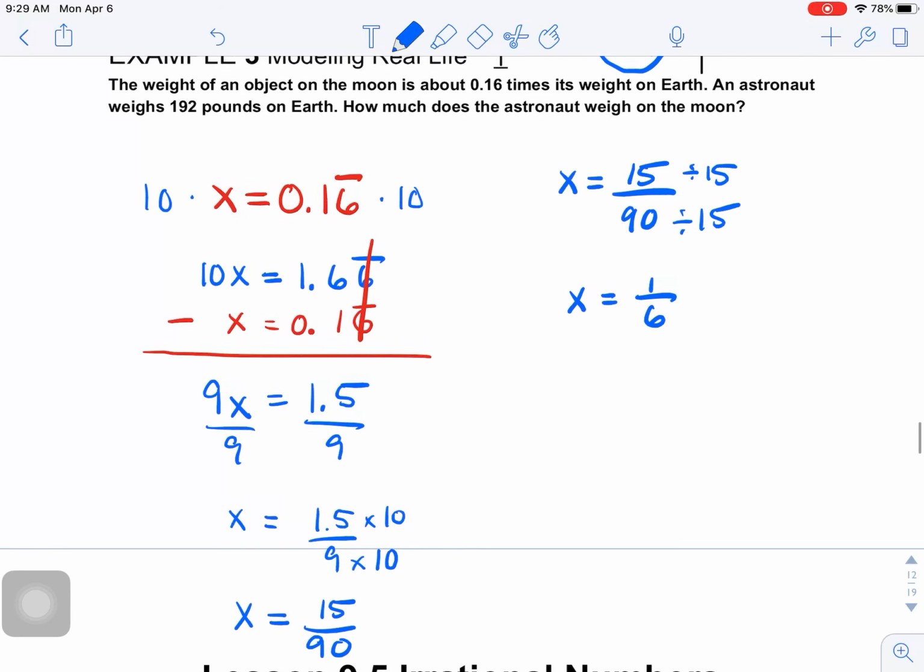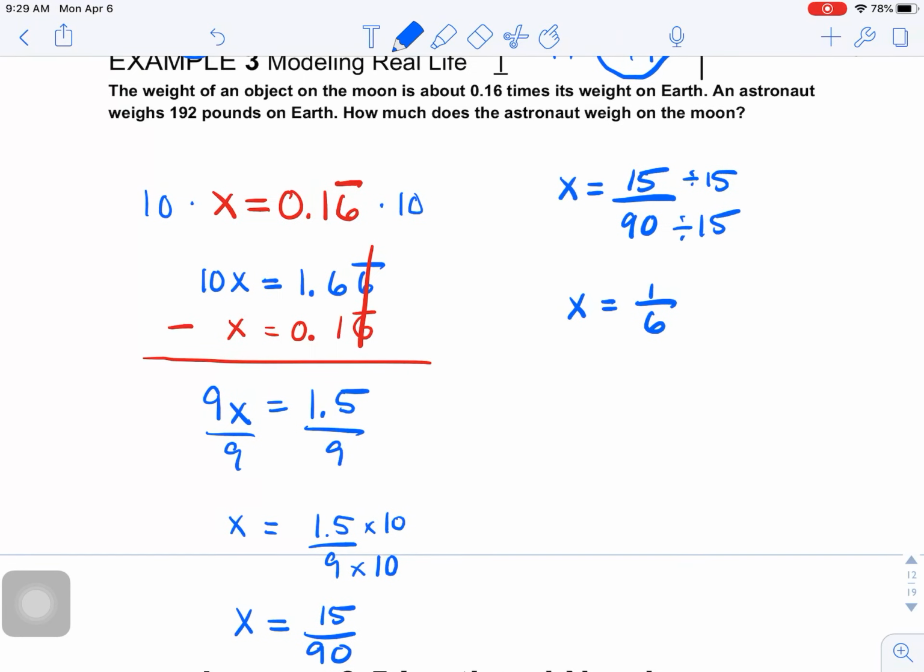If we go back to that problem, it says the weight of an object on the moon is about 1/6 the weight on Earth. So I would want to multiply 1/6 by 192 to figure out that person's weight on the moon. If we multiplied that out, that would give us 32. So my answer for that one would be 32 pounds.